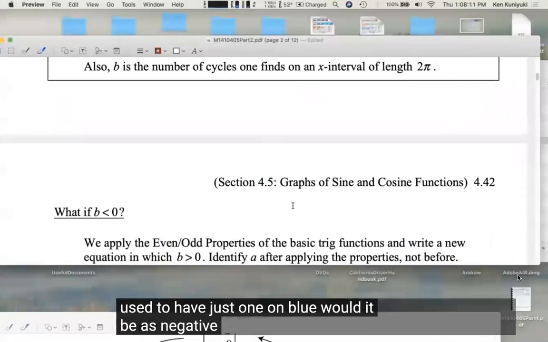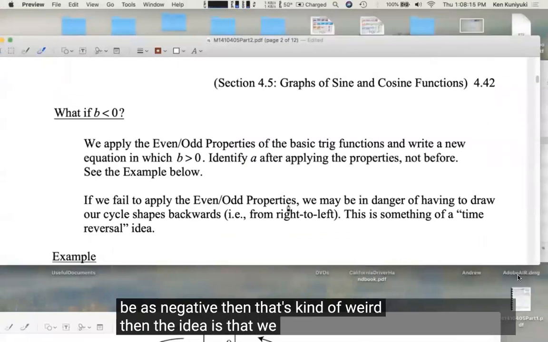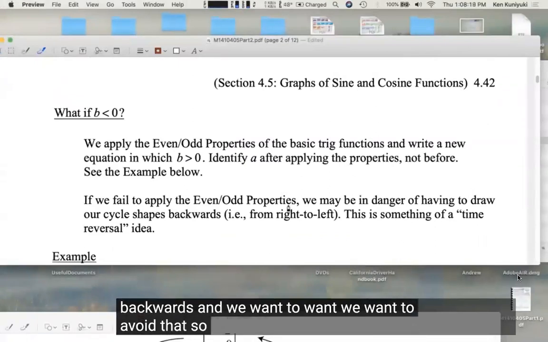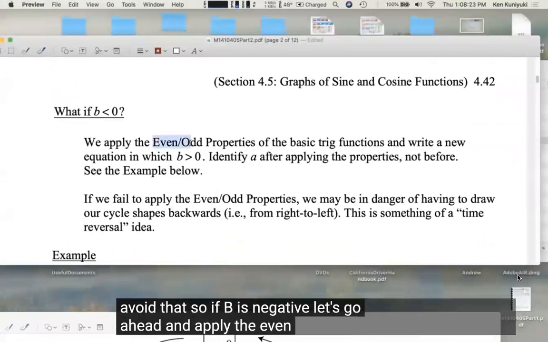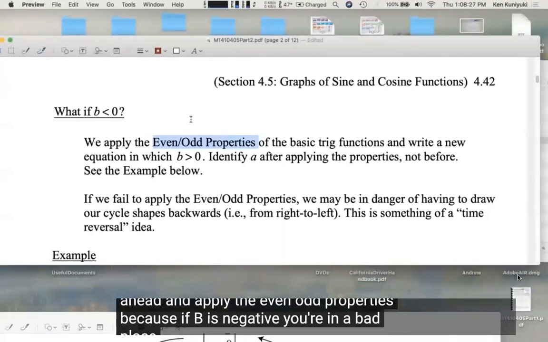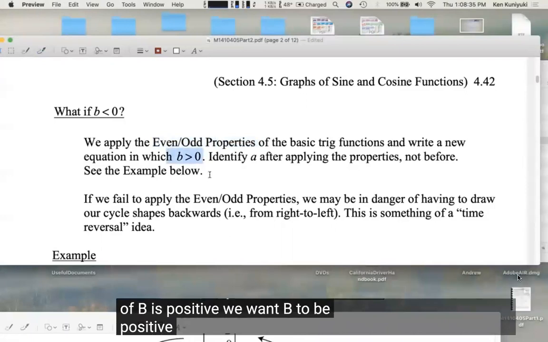What if b is negative? Then that's kind of weird. Then the idea is that we kind of graph backwards, and we want to avoid that. So if b is negative, let's go ahead and apply the even-odd properties. Because if b is negative, you're in a bad place, and you're going to want to fix that immediately so that the new value of b is positive. We want b to be positive when we start analyzing.